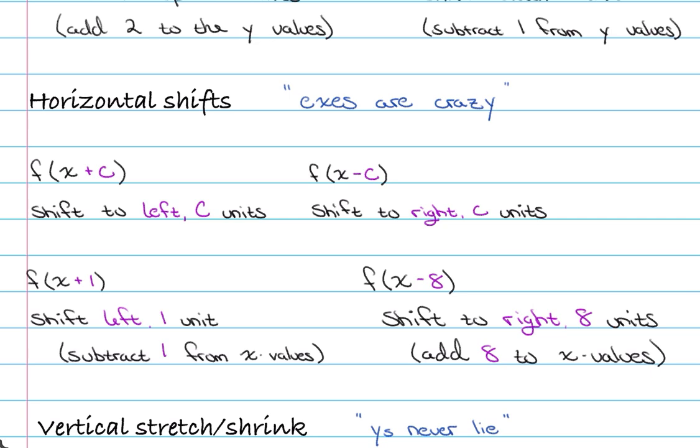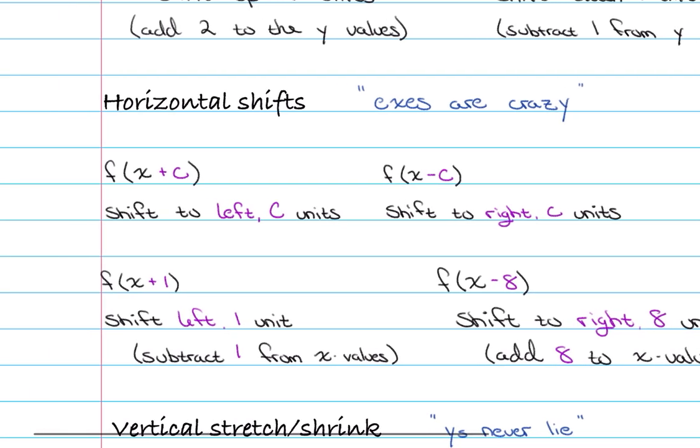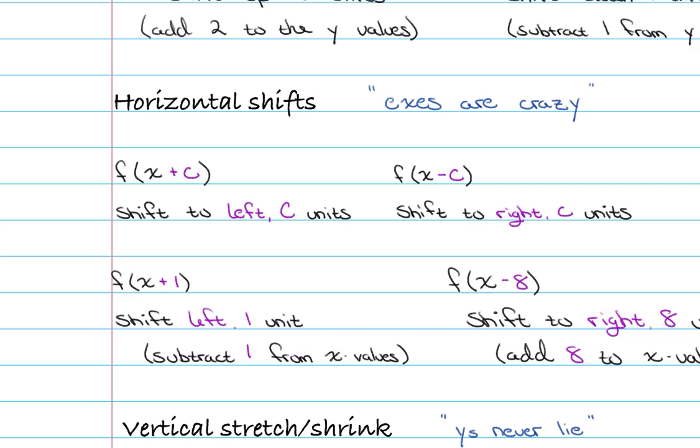For horizontal, I want you to think about how your x's are crazy. They do the exact opposite of what you think they're going to do. Okay? They are crazy. So if we take a look at the first one, we have f of x plus c. Notice where the plus c is this time. It is inside with the x value, with that independent variable. That's how we know we're shifting left and right.